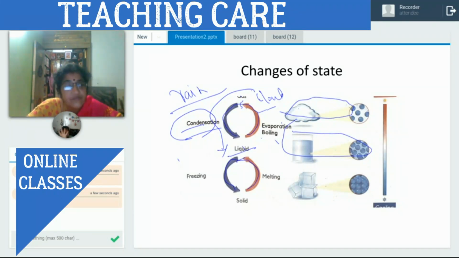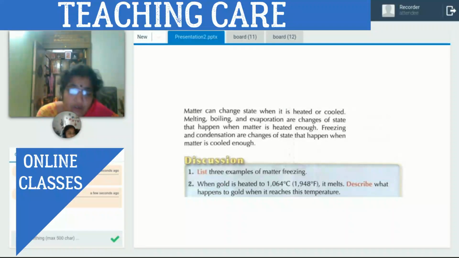There are four types of precipitation. We call it precipitation. It is rain, hail, sleet, and then snow. Snow, very good.